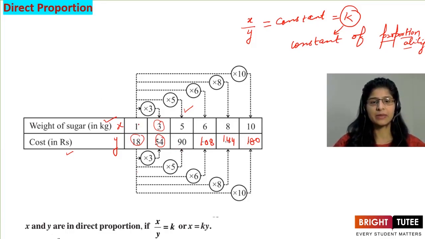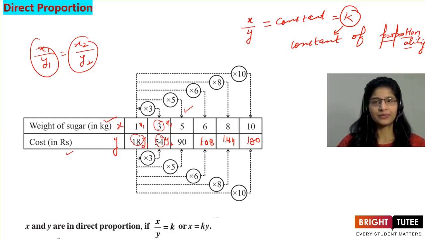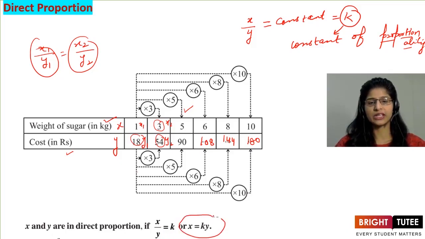So I can just name it as x1 and y1, the second one as x2 and y2, and x3 and y3 up to so on. So I can say x1 upon y1 is equal to x2 upon y2, because I know this ratio is always going to be the same when converted to simplest form. These are just the equivalent form of the first one or the second one, right? So this is how we can use it. So we say when x and y are in direct proportion, x upon y is equal to k, or we use this relationship x equals ky.